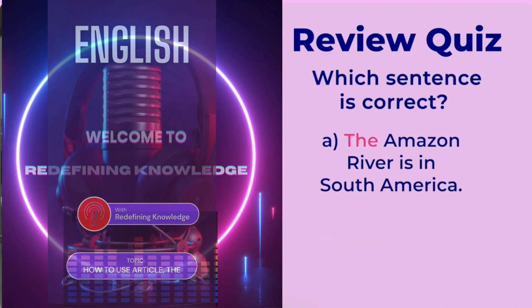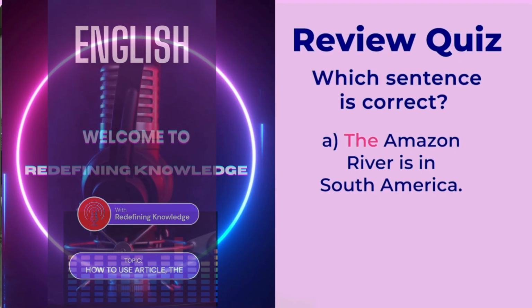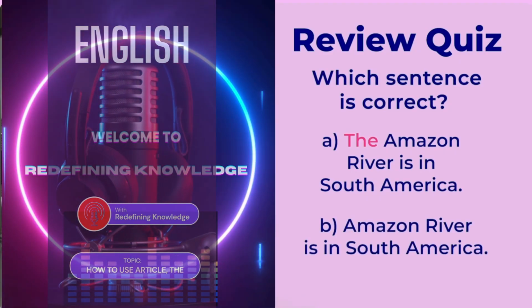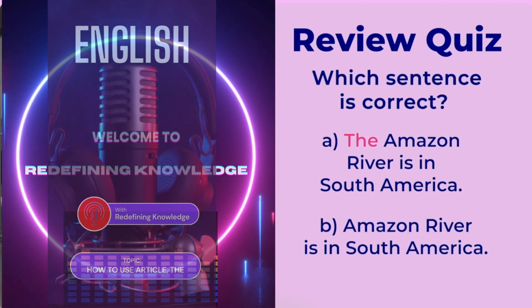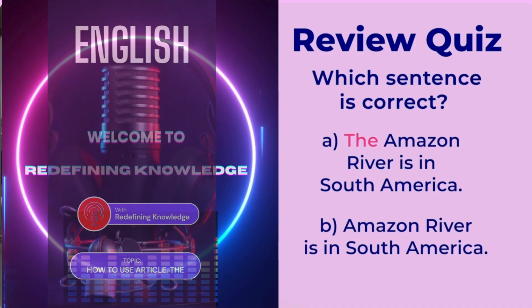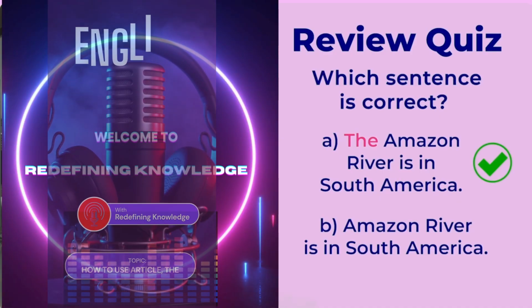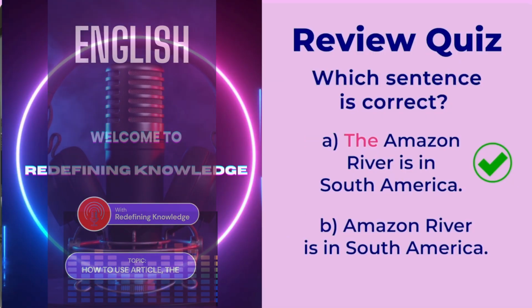How about this one? A. The Amazon River is in South America. B. Amazon River is in South America. What is the correct answer? The correct answer is A. The Amazon River is in South America. For rivers, we need "the."